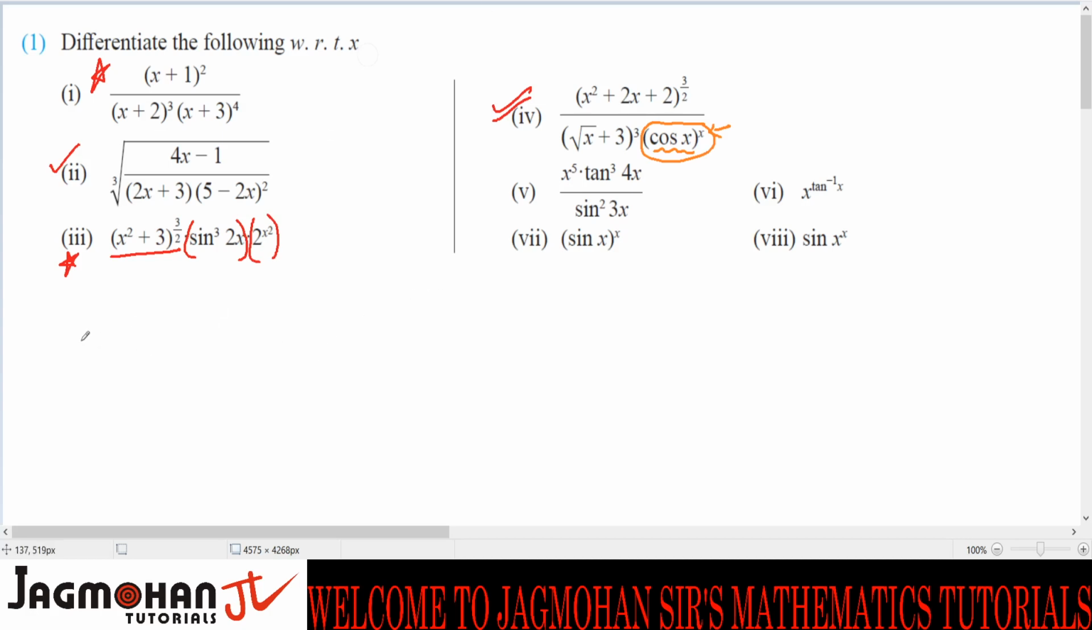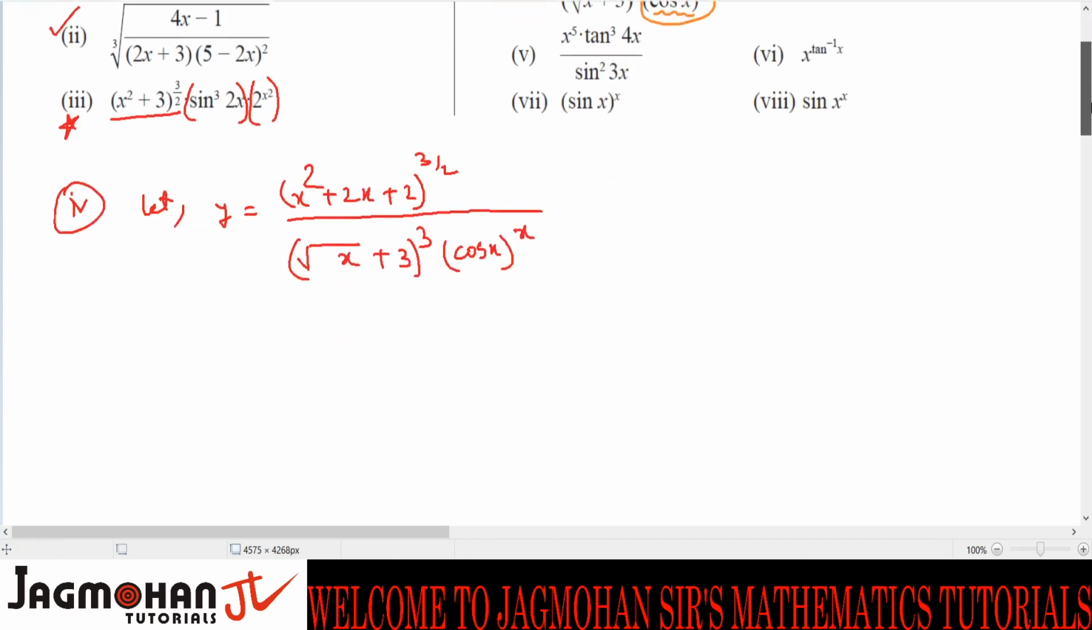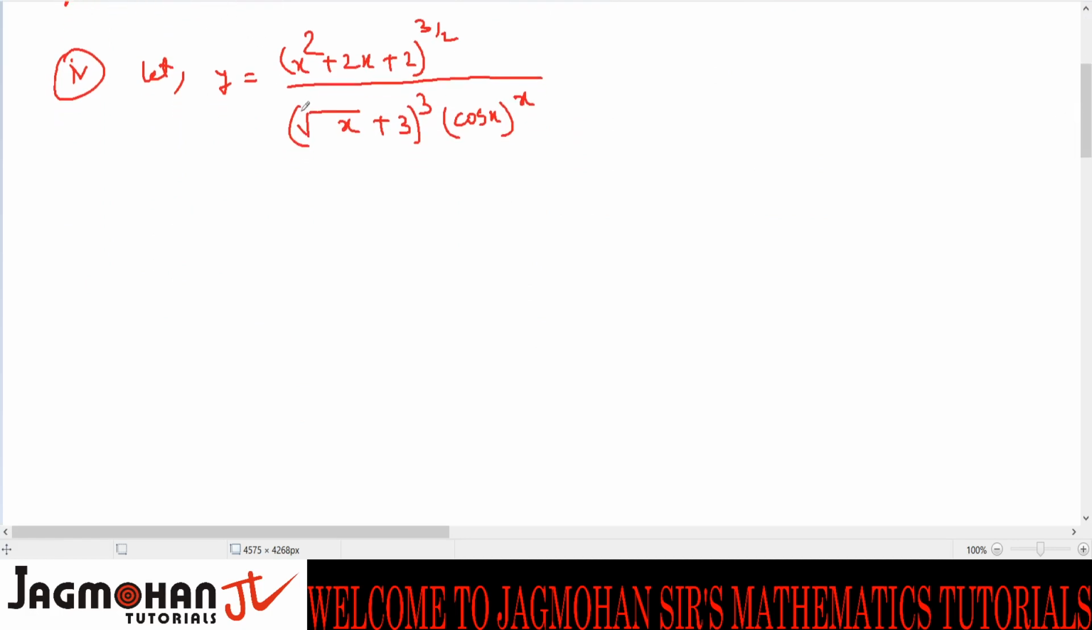I write, let y equals x square plus 2x plus 2 raised to 3 by 2, then here I have square root of x plus 3 the whole cube, then cos x raised to x. So students, the next step we write is, you understand, you will never differentiate this directly. So I write here, taking log on both sides.